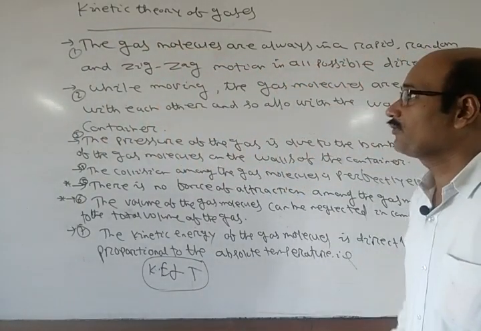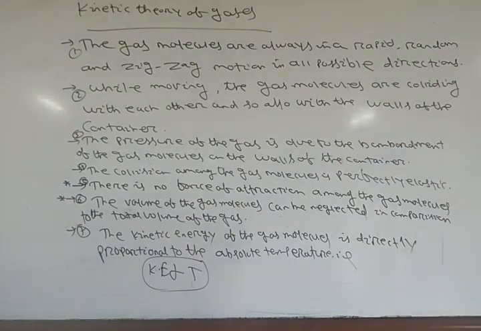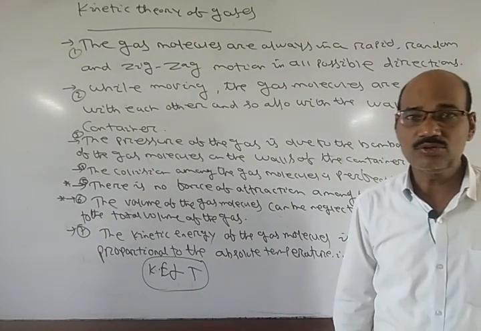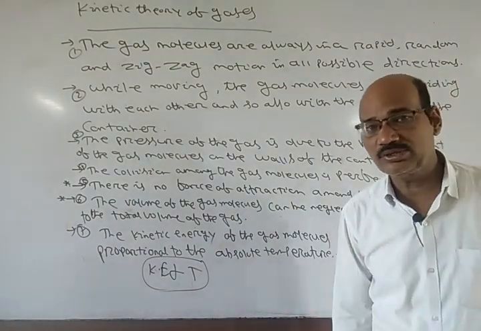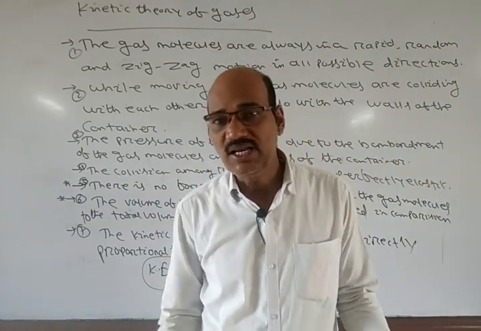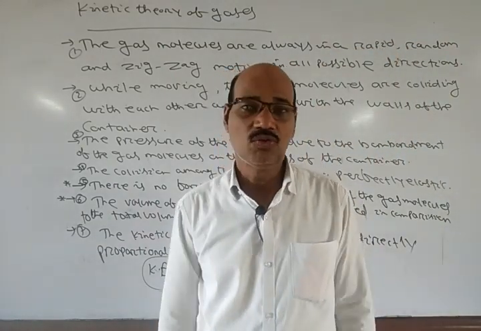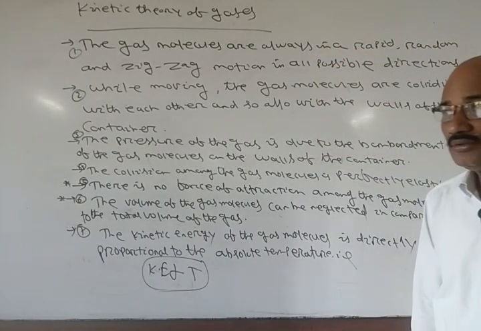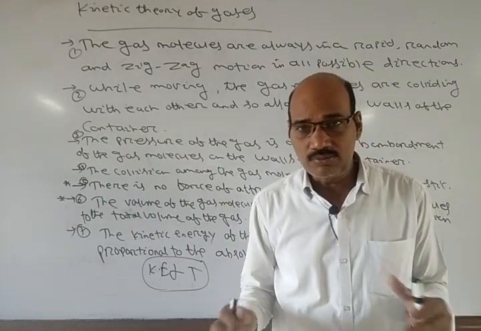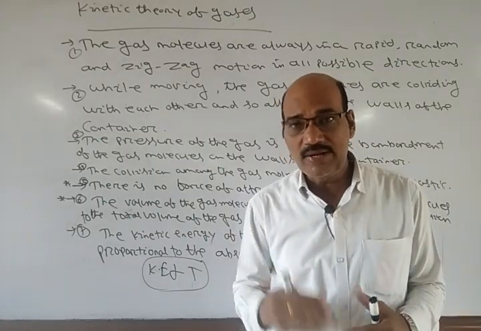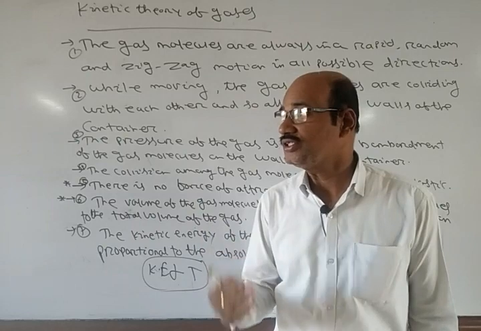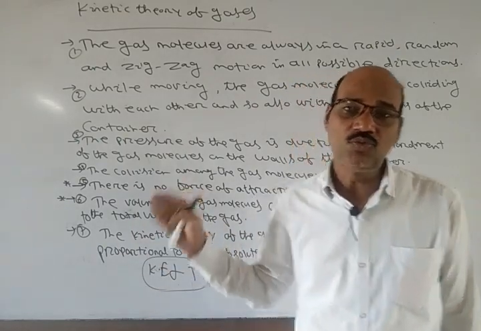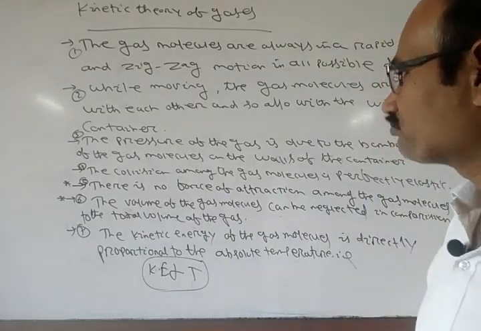So, the gas molecules are always in a rapid, random or zigzag motion in all possible directions. That means the molecules while moving in the vessel, in the container, are colliding with each other and also with the walls of the container. While moving, the molecules collide on the walls and that creates the pressure. So, the pressure of the gas is due to the bombardment of the gas molecules on the walls of the container.